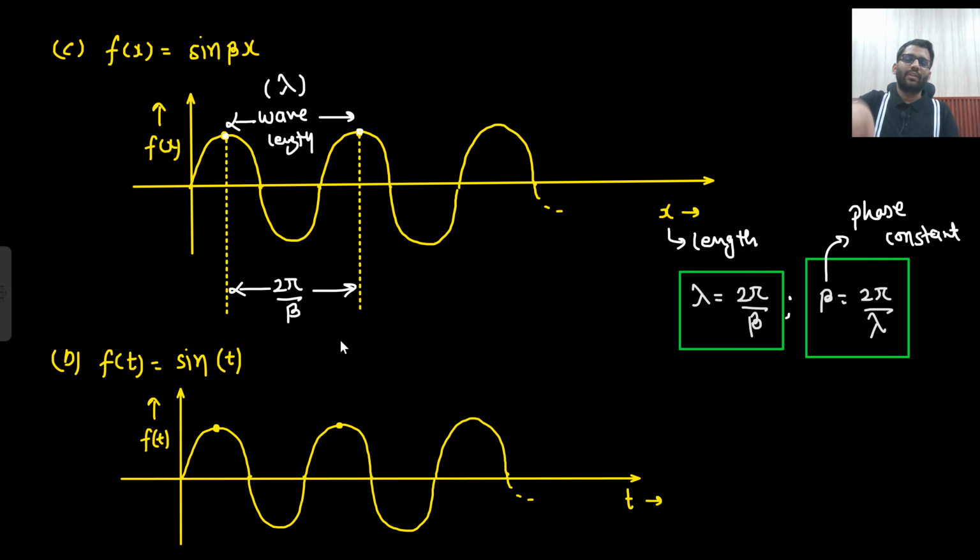What did we get to know? That this much window is 2 pi by beta. If your graph is sin beta x, that means this much window is 2 pi by beta, and that is equivalent to wavelength. So lambda is equals to 2 pi by beta. This formula you have got. So this is the meaning of wavelength.